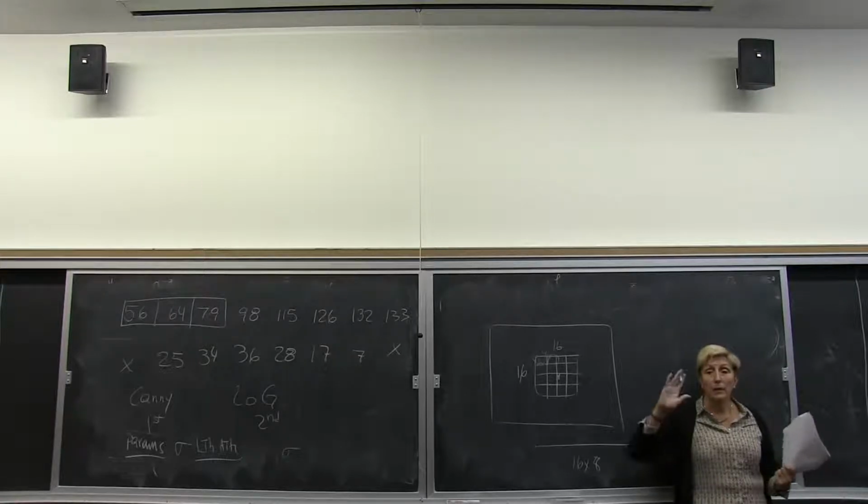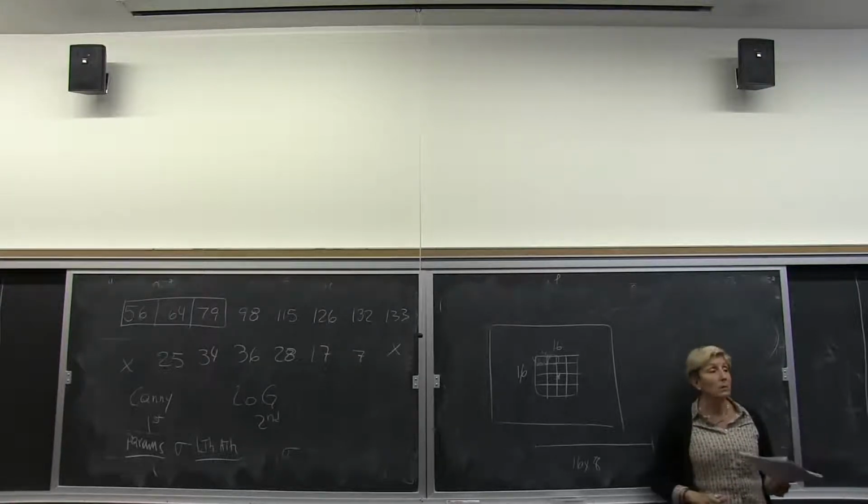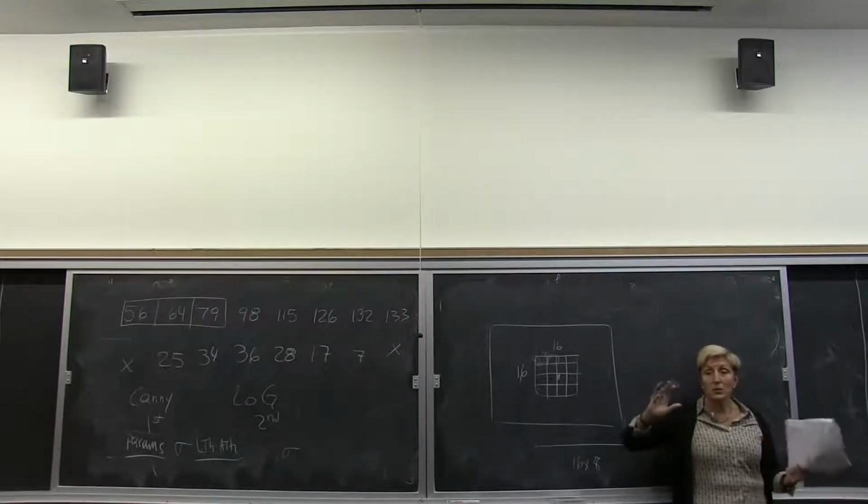If I add a constant to every pixel value in my image, will this change? No. Why? Because the gradient is differences, so it's not changing.